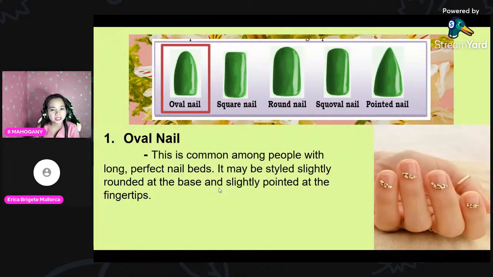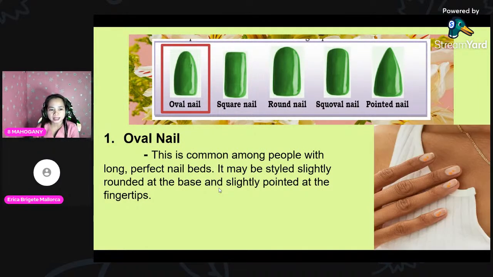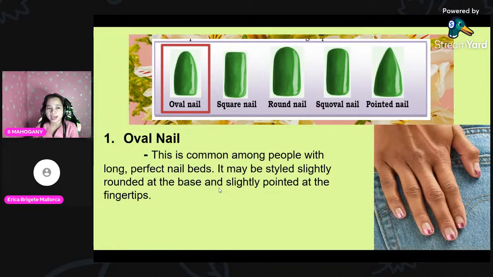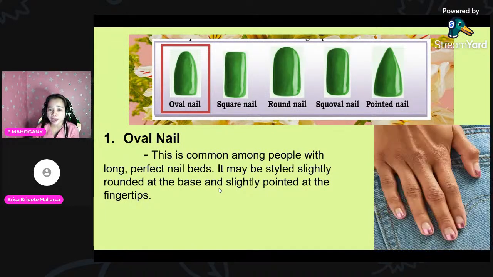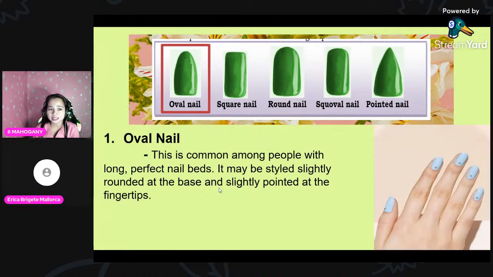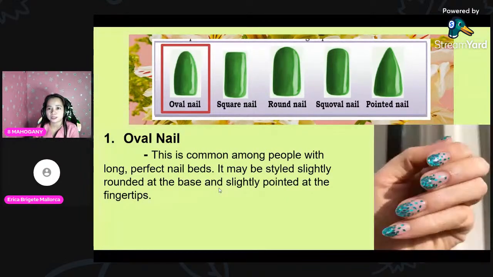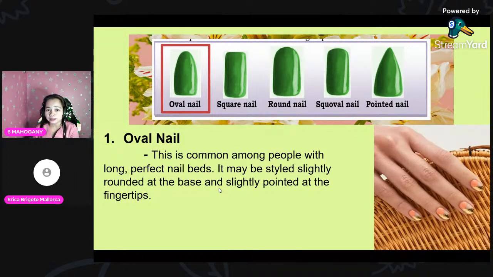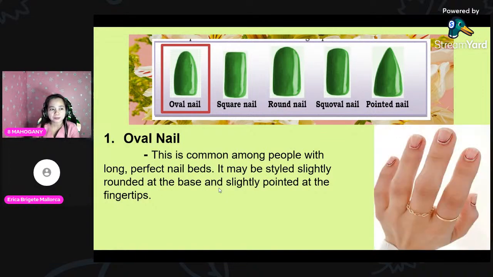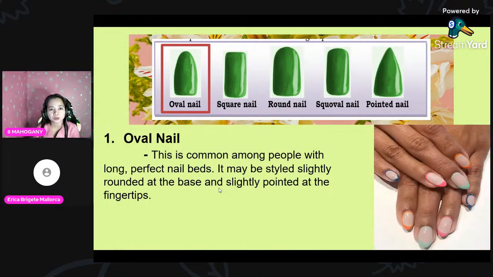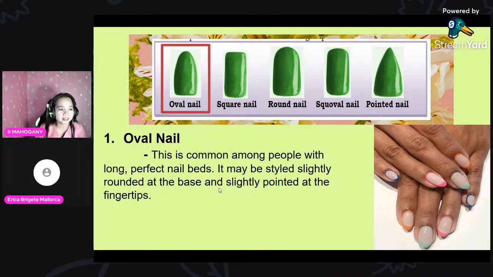Okay, it may be styled slightly rounded at the base and slightly pointed at the fingertips. Okay, again, the oval nail is common among people with long perfect nail beds. It may be styled slightly rounded at the base and slightly pointed at the fingertips. Okay, slightly pointed. So meaning, hindi siya masyadong matulis. Okay, di ba? So, yun po yung oval nail.